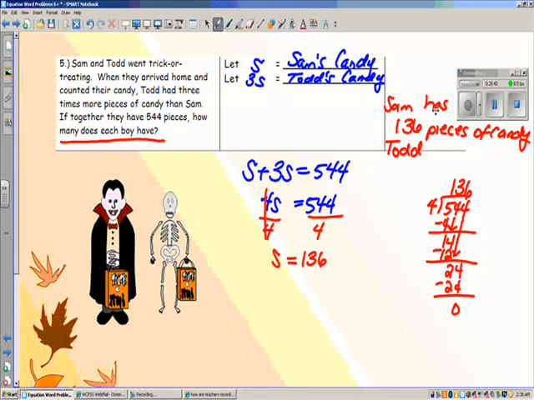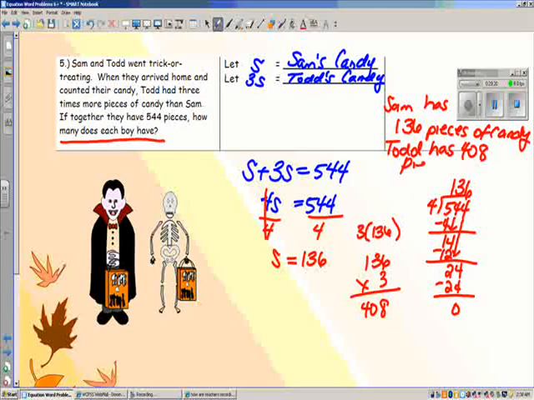If they have 544 total. Okay, good. We take what Sam has, since we're saying S is equal to 136, we can plug it in here. Alright, what is 136 times 3? That 3S is 3 times 136. Okay, 136 times 3 gives us 408. So Todd has 408 pieces of candy. That's a lot of candy.